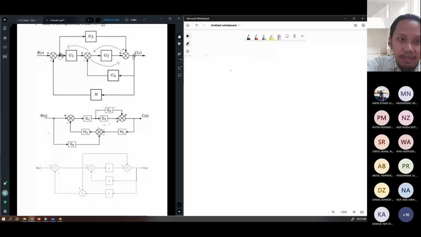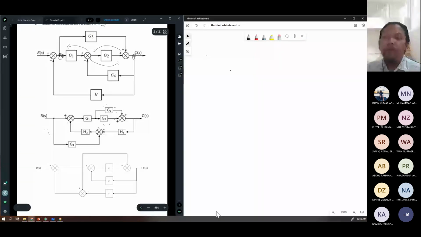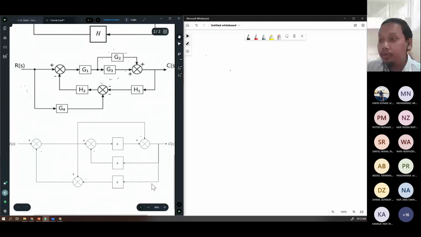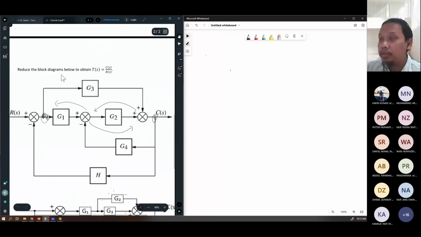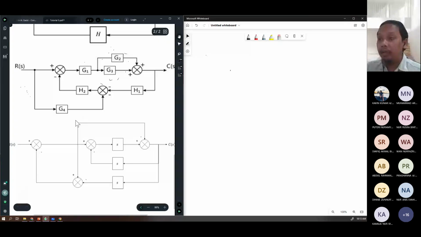Okay, so before we move on to a new topic, let's finish off tutorial 5 from last week. I left the final question, so let's continue and see how to answer the last question here. The question asks you to find the transfer function T(s) equals C(s) over R(s) by reducing the block diagram. Okay, so let's look at this block diagram.